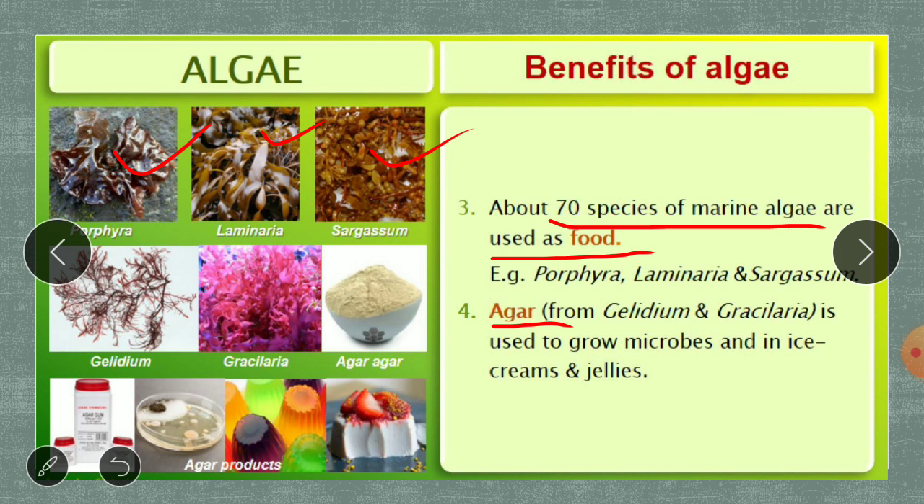Agar is nothing but a powdered form of some algae, that is Gelidium and Gracilaria. So Gelidium and Gracilaria help in the production of a powder known as agar. Agar has the property that when we put it in water and heat it, it dissolves completely. When we cool it, it forms a semi-solid, jelly-like substance.